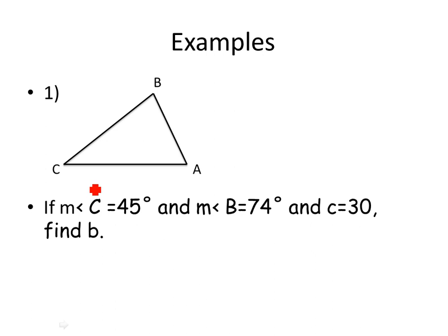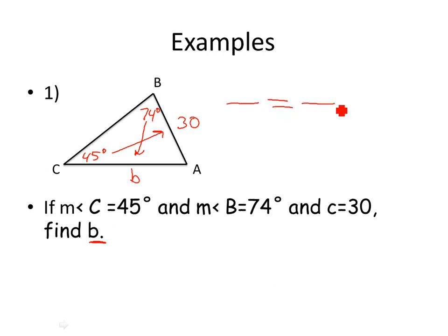All right, so for this, they tell us the measure of angle C is 45, so we need to write that in there. 45 degrees there in that angle. Measure of angle B is 74 degrees, so write that in there. And little c, which has to be across from big C, is 30. And this time we're wanting to find little b, which is going to be across from big B, so that's right there. So we put in little b right there. And all you're going to do is set up a proportion.